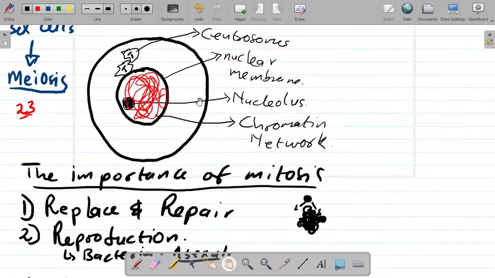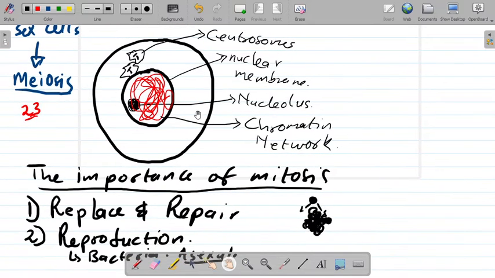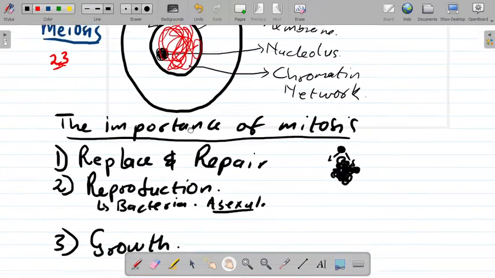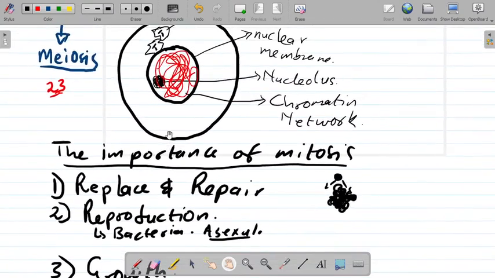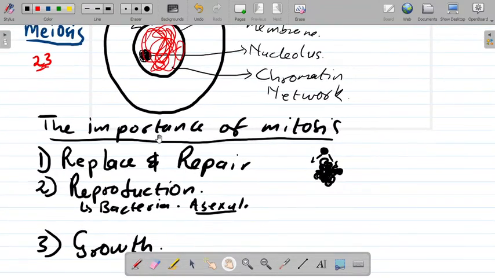And then in interphase, basically, you can see your centrosomes, your nuclear membrane is still intact, your nucleolus is visible, you have your chromatin network, that means your unorganized form of DNA. And we also looked at the importance of mitosis. Why does mitosis happen?